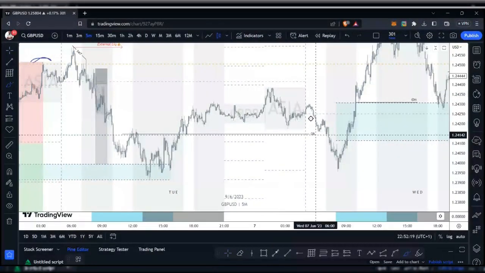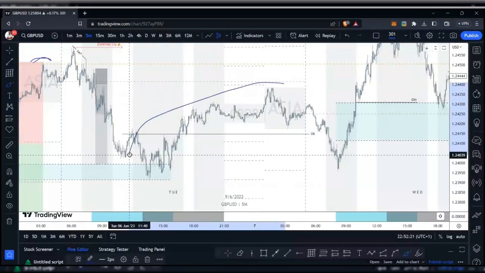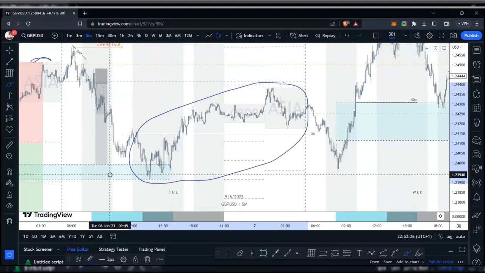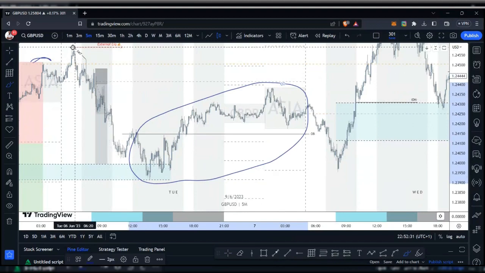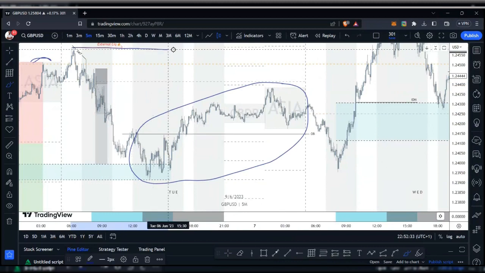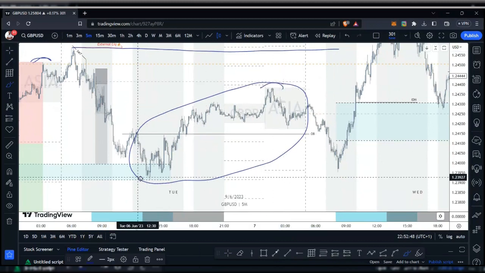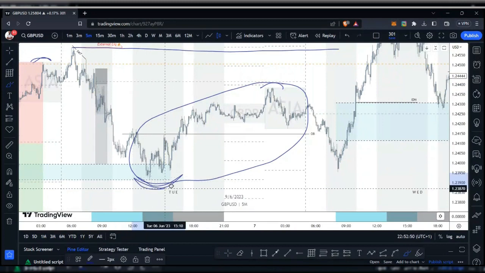Number one, all of this is internal liquidity. We came to take internal liquidity. That means we then have permission to go and do what? Take external liquidity. This high was still standing. This was the external liquidity. The price was still in form. All of this, the Asian high or Tuesday low, which has taken internal liquidity, was not going to be considered anymore.